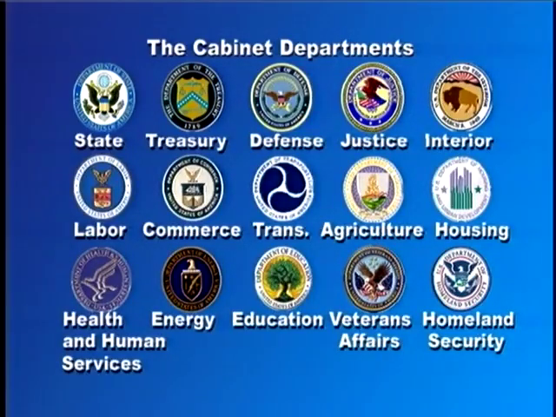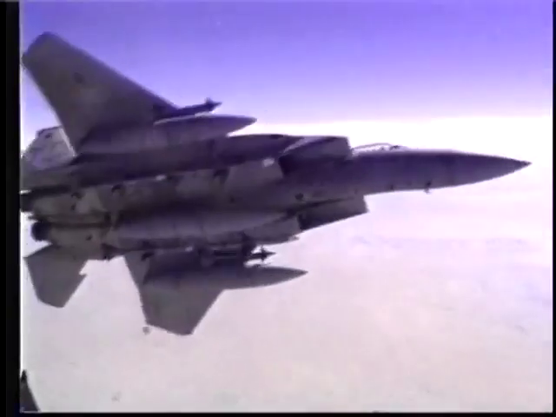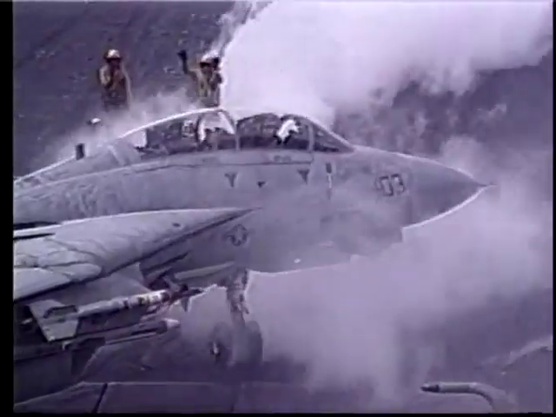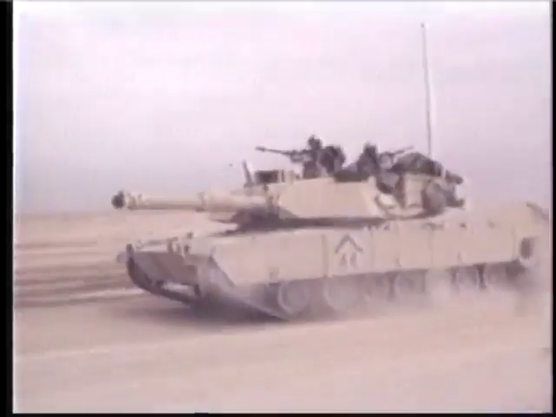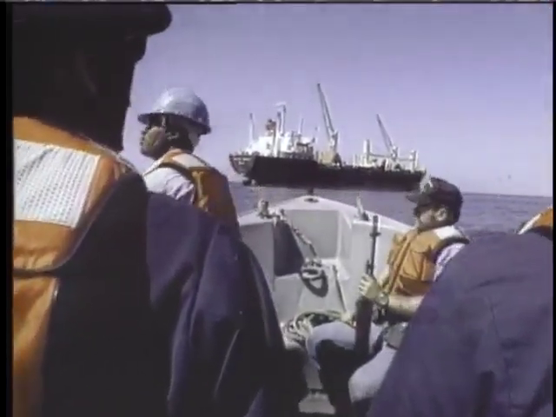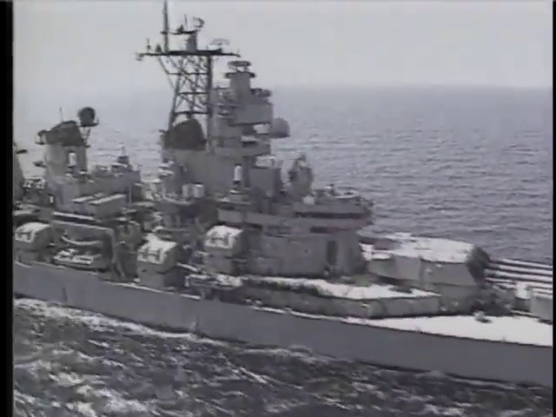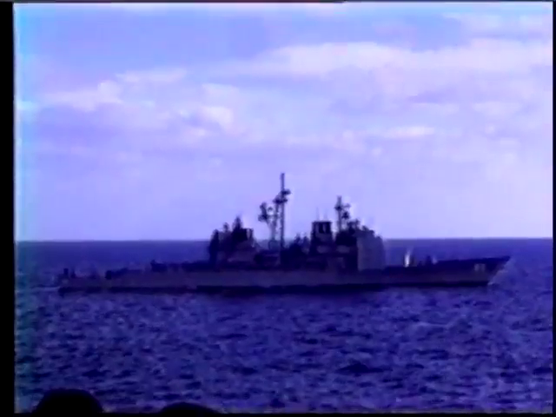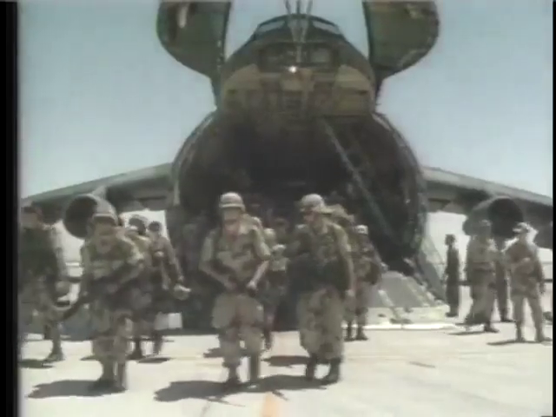The Secretary of Defense heads a huge department that includes more than 3 million military and civilian employees. The size of this department, obviously, is due to the fact that it includes the Army, Navy, Air Force, Marine Corps, and Coast Guard. The Secretary of Defense advises the President on such matters as weapons systems, military preparedness, and troop strength.